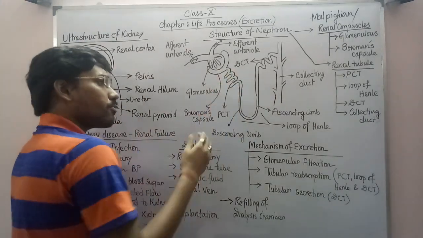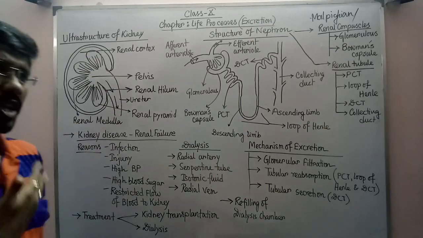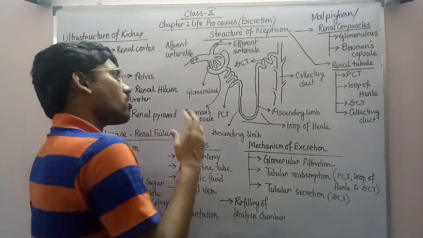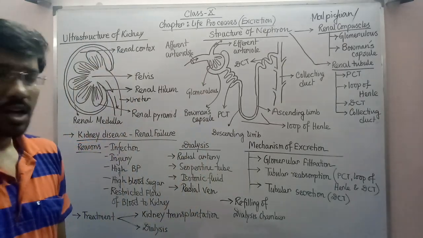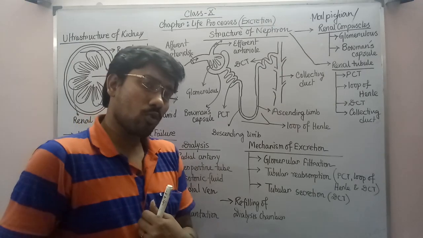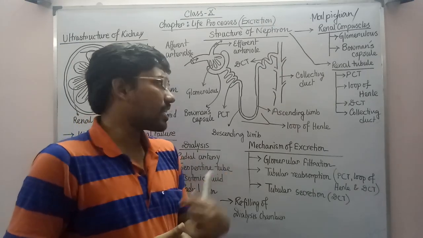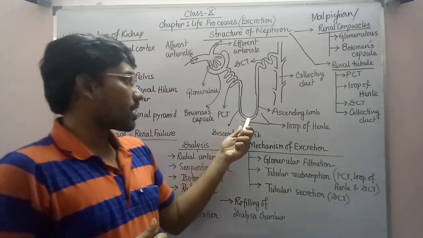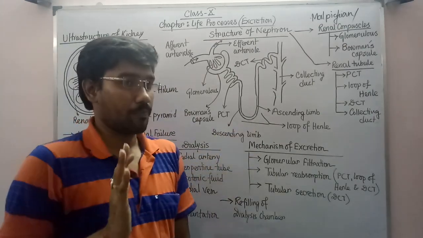happened in the PCT portion: the water has been absorbed. With that, several essential substances have been absorbed. So for that reason, the concentration of the urine has already increased. Throughout the entire descending limb, more water has been reabsorbed. So when more water has been reabsorbed, automatically the concentration has increased quite a bit more. And at this point, the concentration of the urine is at its maximum.